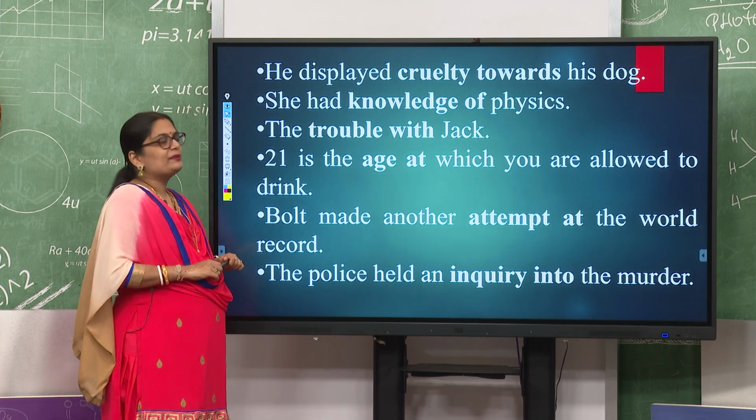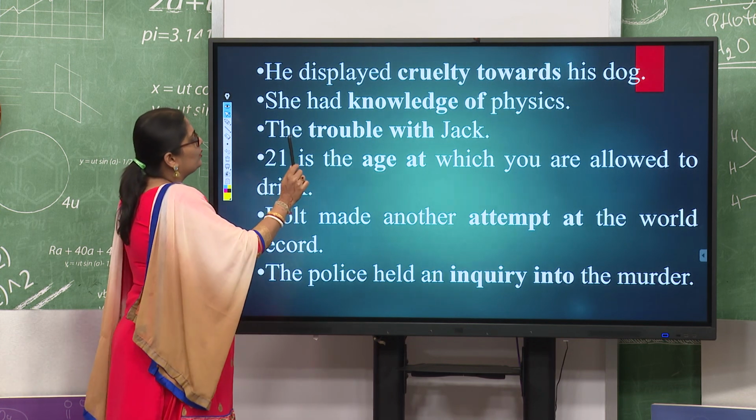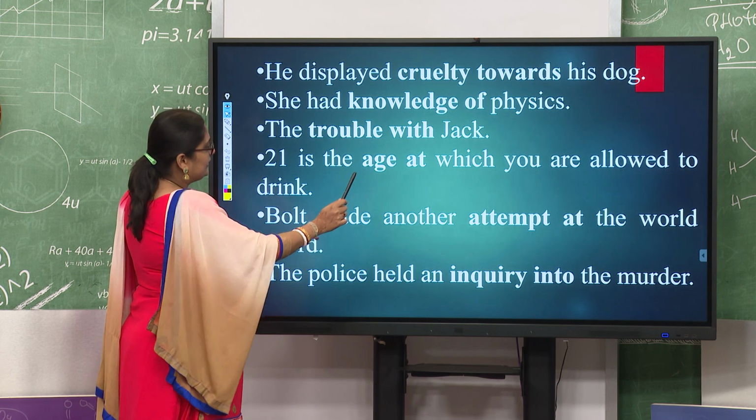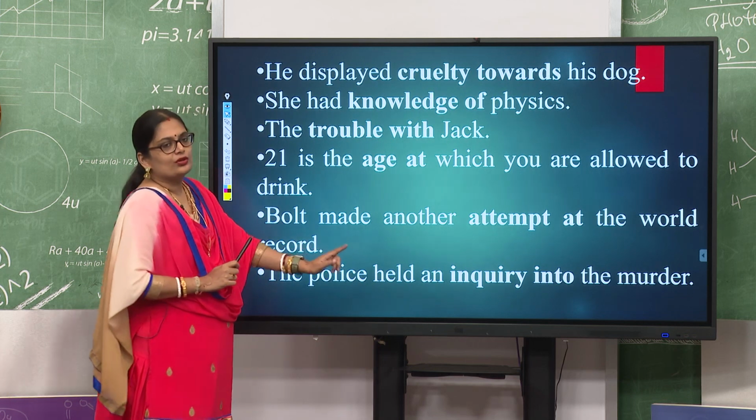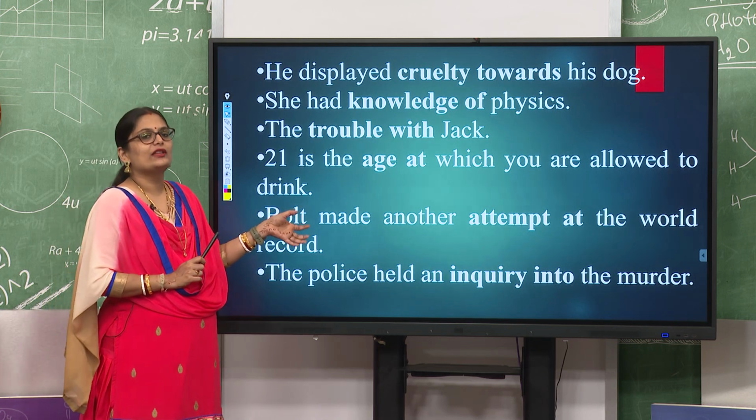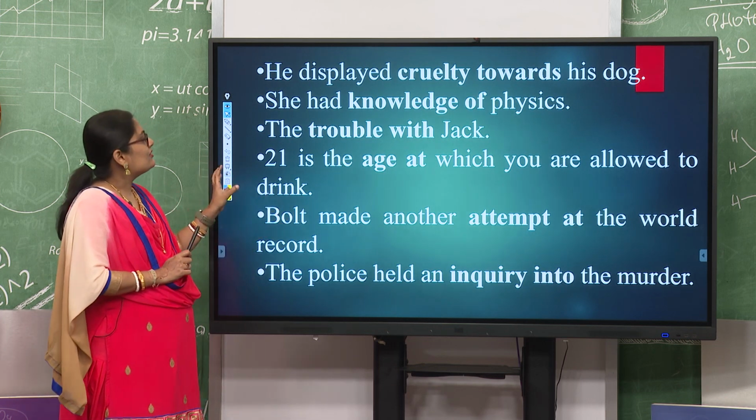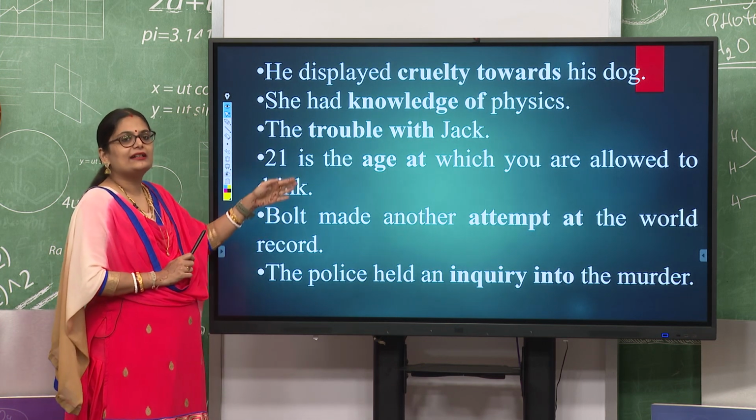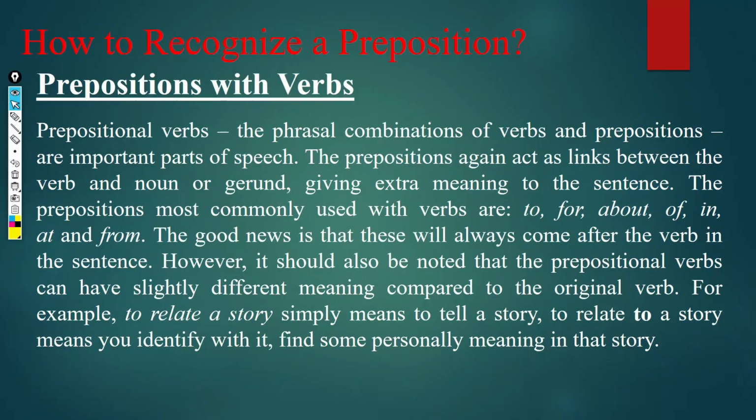Now look children, what are the prepositions in the above sentences? Towards, of, with, then here at, then in the next sentence at and into. So, these are the various kinds of prepositions that have been used in combination with nouns. All of the sentences convey different meanings and the addition of a preposition to a noun has been clearly explained in this slide.